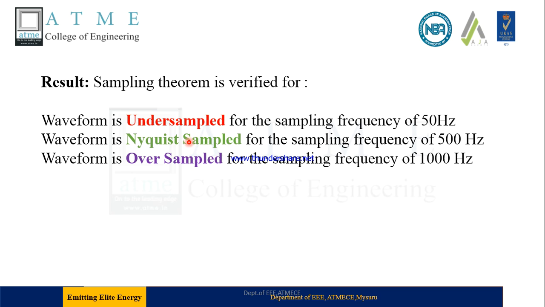Next, Nyquist condition, fs greater than or equal to twice the supply frequency, that is 500 Hz, and oversampling, that is 1000 Hz, 1000 Hz being very much greater than the supply frequency, which was 50 Hz.